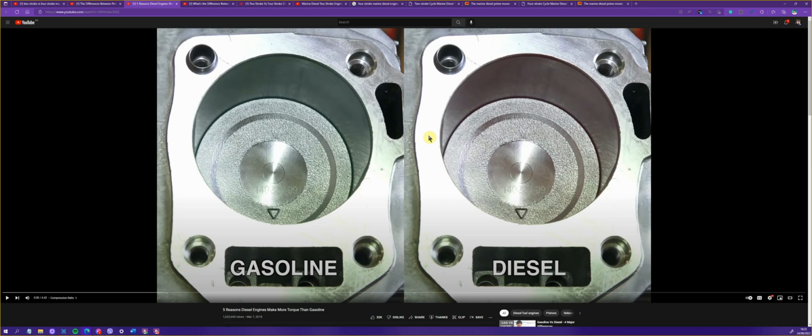Sabihin natin magkakarga na lang tayo ng ilang tons dito. Cubic meters na lang. Sige, in cubic meters. Sabihin natin magkakarga tayo ng 2,000 cubic meters.